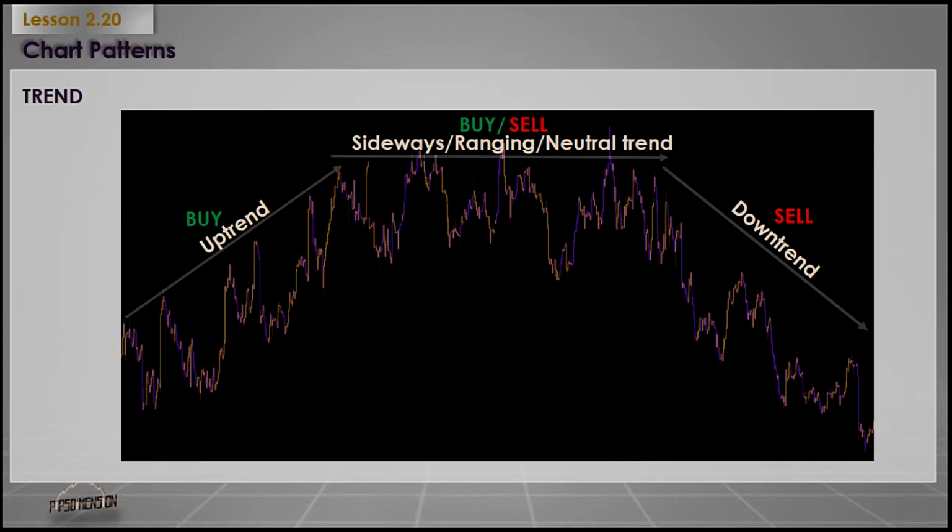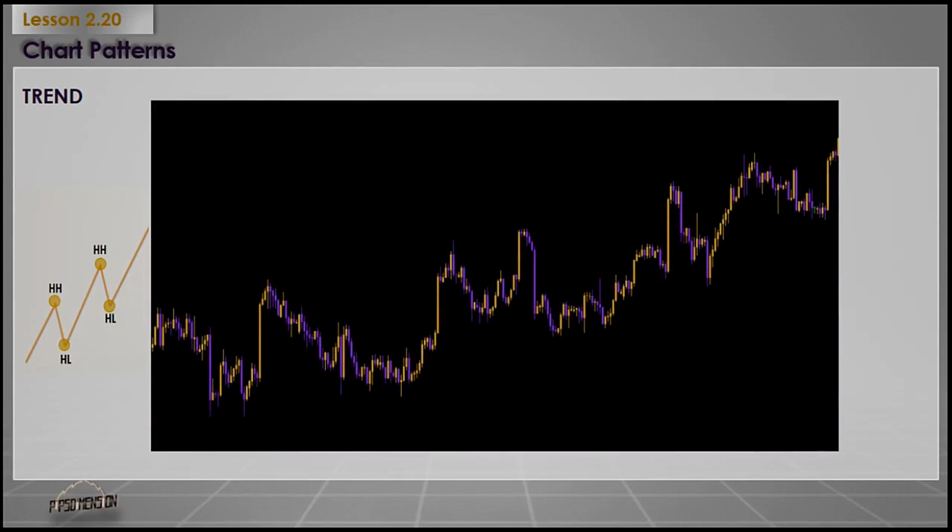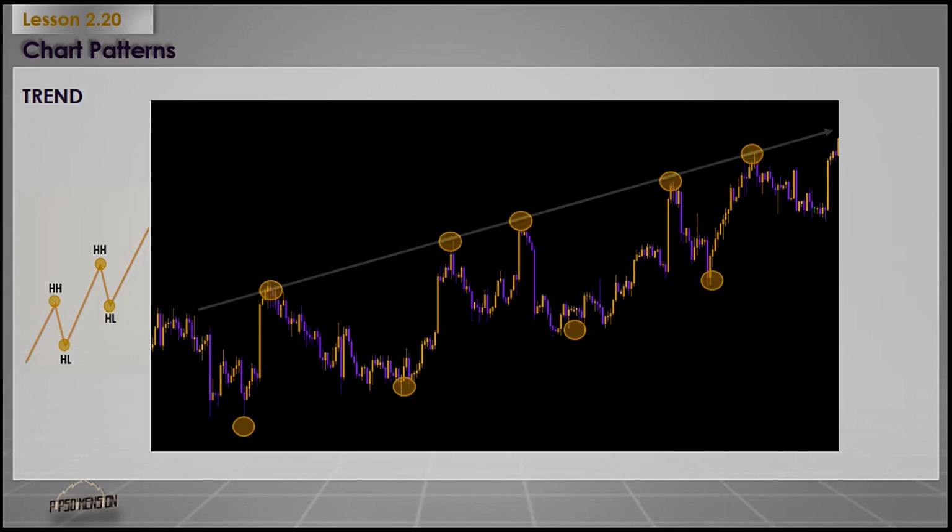Now, how do I identify on the chart whether the price is in an uptrend or downtrend or a sideways trend? On a wavy price chart, this is how you can identify the trend. You look out to locate the high price levels, and then you also look out to locate the low price levels within some considerable period of time.